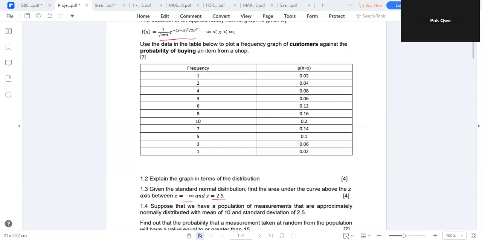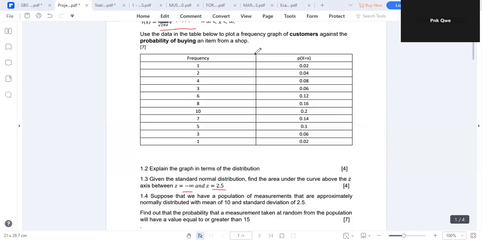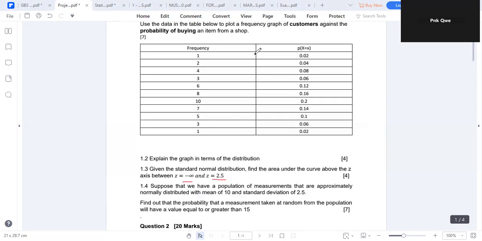So based on the question, what are we given in there? We need to be given the mean of the data. We want the area between negative infinity and 2.5. This is given directly by the normal distribution table. So the area under the graph, 2 point.